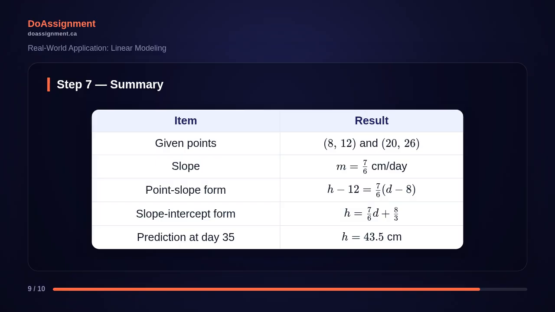Let's recap. We found a slope of 7 over 6 centimeters per day. The point-slope equation is h minus 12 equals 7 over 6 times the quantity d minus 8. Converting gives slope-intercept form h equals 7 over 6d plus 8 thirds. Plugging in day 35 predicts a height of 43.5 centimeters.